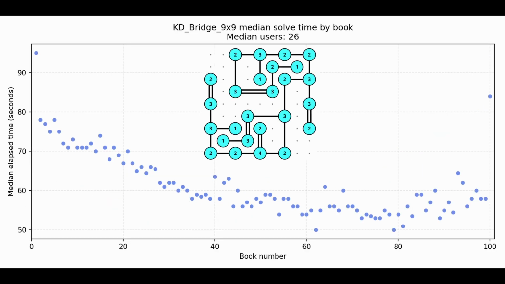The effect of the learning curve is even more dramatic in the data I've collected for 9x9 bridges. We see a dramatic drop in the solve times until about book 60, and then the solve times finally start to rise a bit.